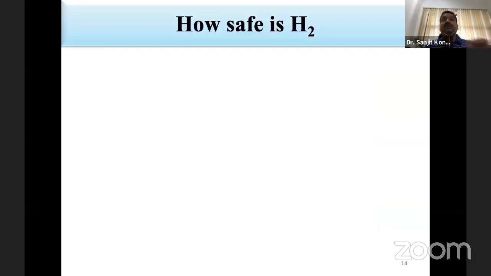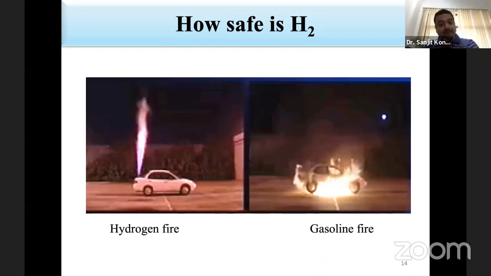Now, one question you can ask me: hydrogen is extremely inflammable. It can catch fire and generate a lot of energy. So, is it really safe to store hydrogen like this, the way I was demonstrating, and use it? The answer is here. In this picture, this car contains a hydrogen cylinder, and this is a car having a gasoline tank, meaning a petrol tank.